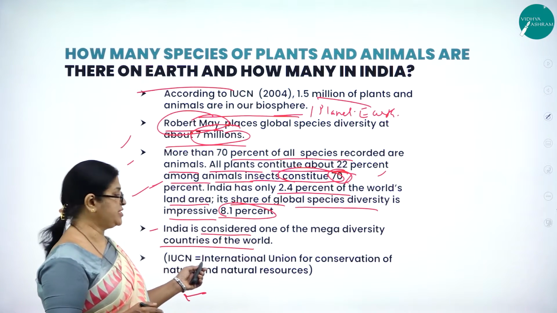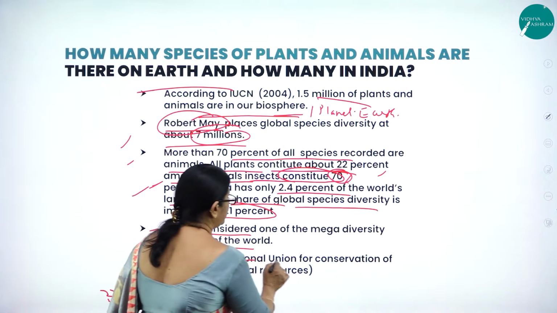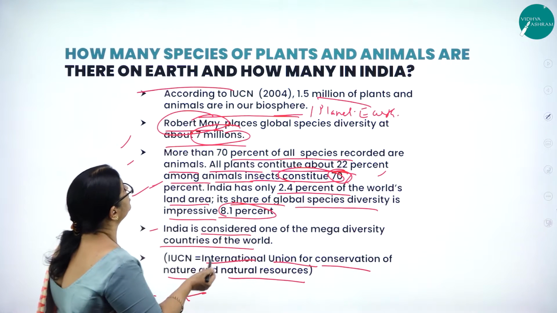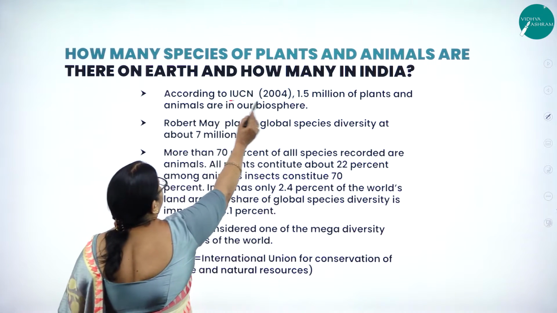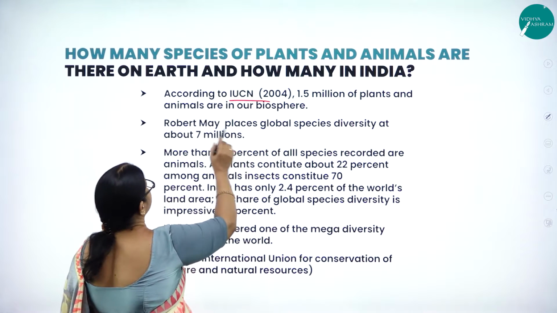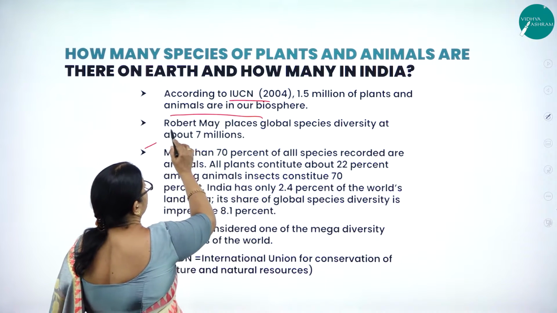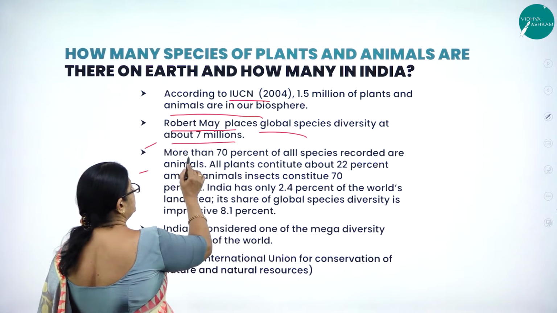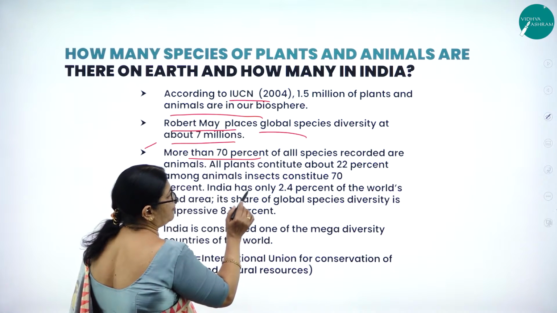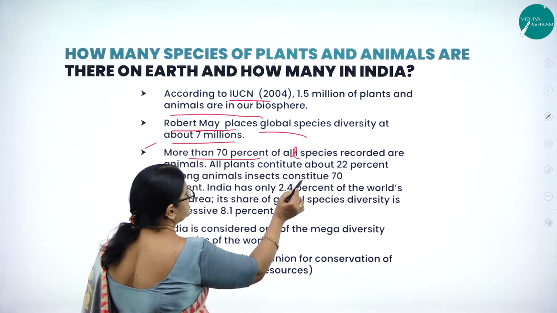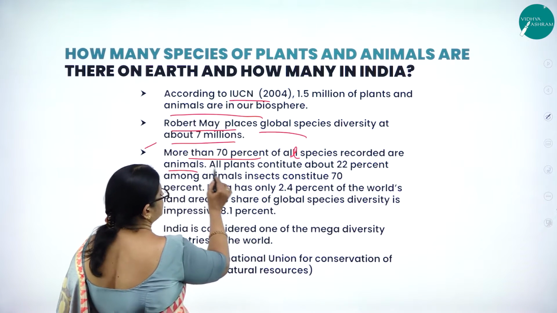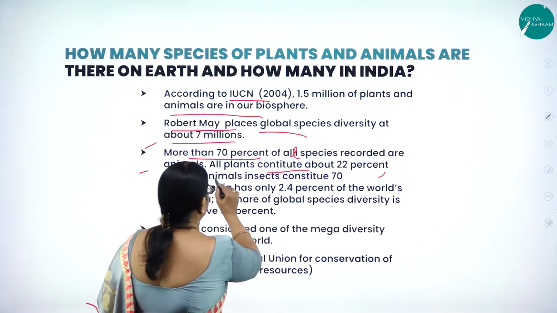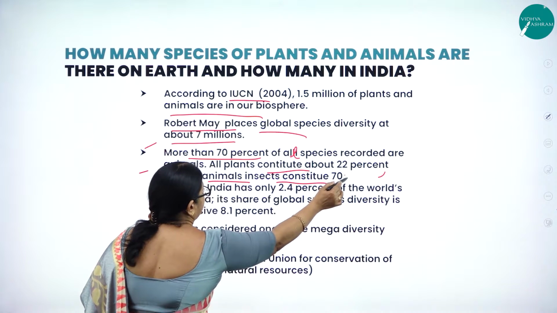As I already said, IUCN stands for what? International Union for Conservation of Nature and Natural Resources. According to IUCN, there are 1.5 million plants and animals in our biosphere. Robert May places global species diversity at about 7 million. More than 70% of all species recorded are animals. All plants constitute about 22%, and among the animals, insects constitute 70%.